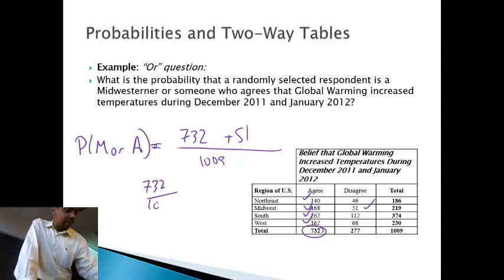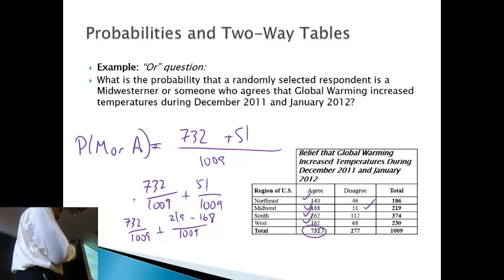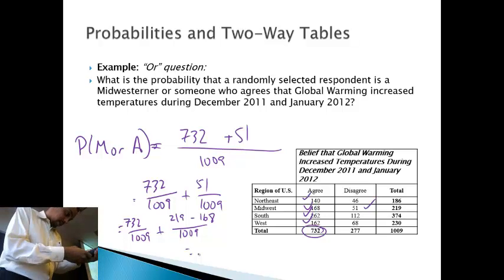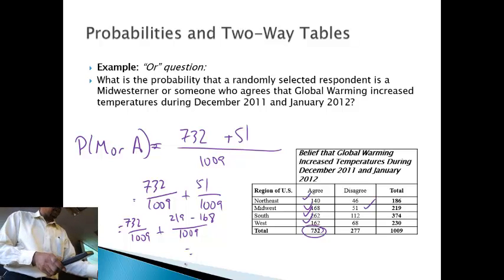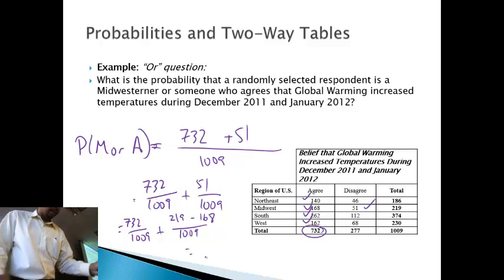So 732 out of 1009 plus 51 out of 1009. Now, a little epilogue here is that I could do 732 over 1009 plus 219 over 1009 minus our good friend 168. But if you're clever, you can see that 219 minus 168 is the 51 anyway. So no matter how you slice it, I get .675. That sound right? No. Yes, .7760.